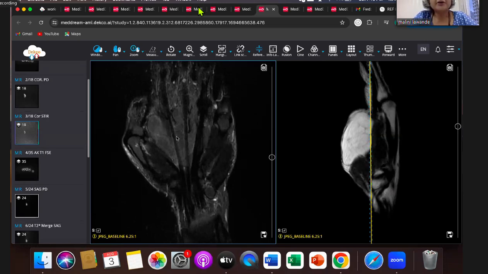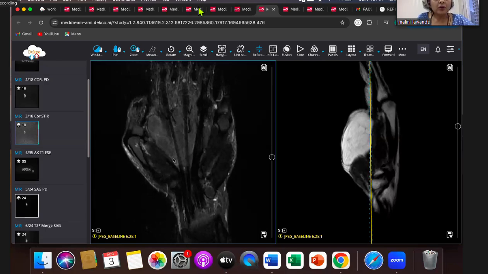Atypical lipomatous tumor was earlier called well-differentiated liposarcoma. But then they realized that this does not metastasize, and recurrence is lesser. So the term liposarcoma, which sounds more scary, was unnecessary. So it's been called ALT, atypical lipomatous tumor.